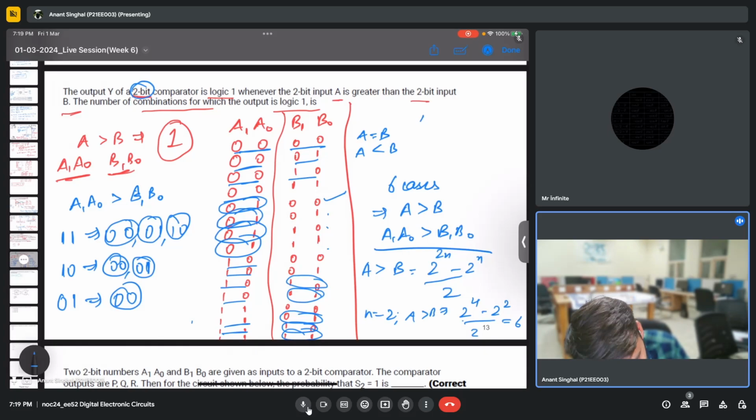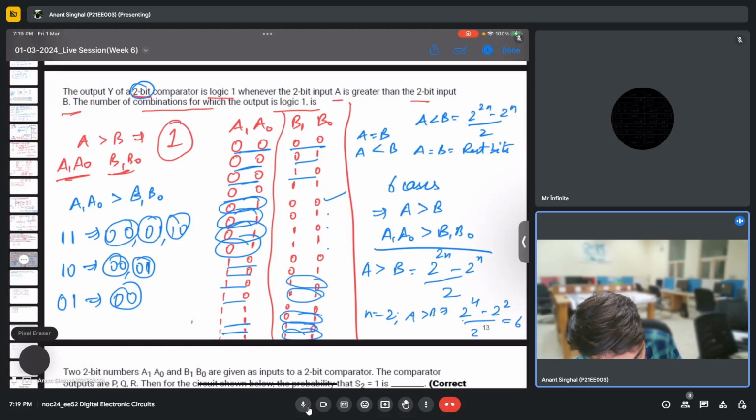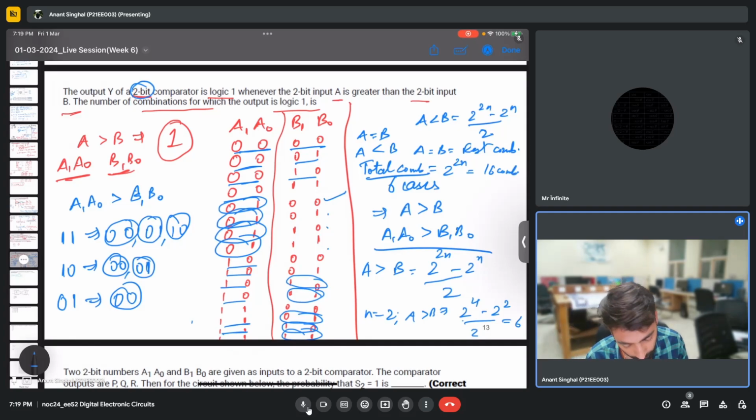Similarly, for A less than B, we have (2 raised to power 2n minus 2 raised to power n) by 2 as the formula. And for A equals B, the rest of the combinations are A equals B. The total combinations possible, we already know for a 2-bit comparator, is 2 raised to power 2n, that is 16 combinations. So this is a very important concept. It helps a lot if you already know the formulas as shortcuts.